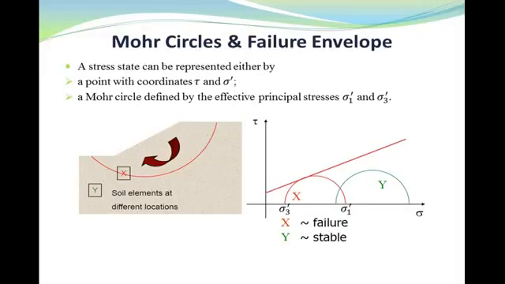Any stress state can be represented by the Coulomb equation, as I mentioned before, and also a Mohr circle, which can be defined by the total or effective principal stresses sigma 1 dash and sigma 3 dash. We can draw the Mohr circles for different test conditions. For example, if the combination of stresses touches the failure envelope, the element will fail, as shown here for element X. But in the case of element Y, the Mohr circle, as you can see here, will not touch the envelope and the element remains safe.